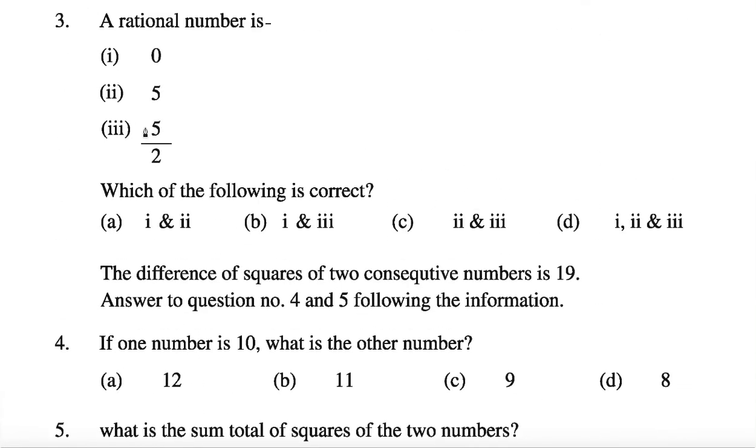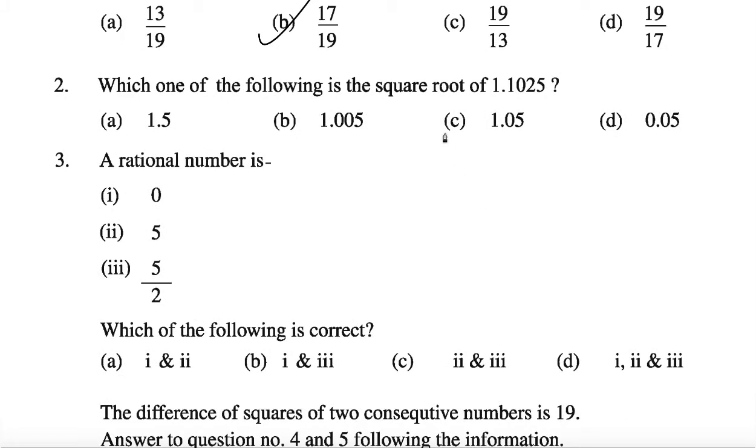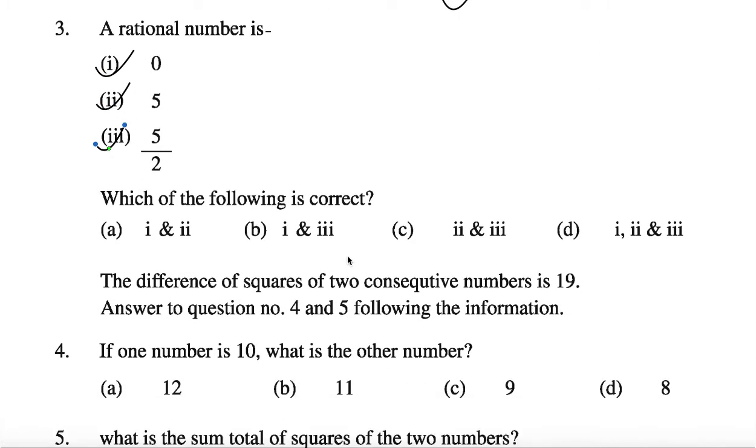Yes, 1.05. Now you have to put a tick mark. The rational number: 0 is a rational number, 5 is a rational number, 5 by 2 is also a rational number. All three are correct. So here you have to put a tick mark.